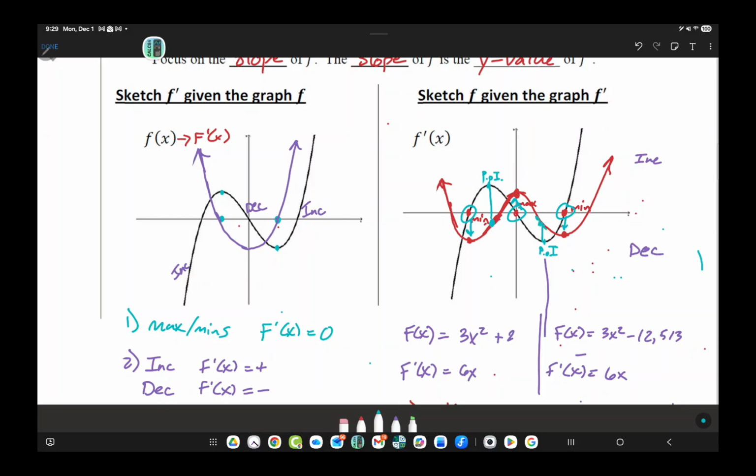Can you describe what concave up and concave down are? It's where the graph opens up. Concave up would be your x squared. Concave down would be your negative x squared. It's where the graph changes from opening upwards to opening downwards. Concave up means it opens up. Concave down means it opens down.